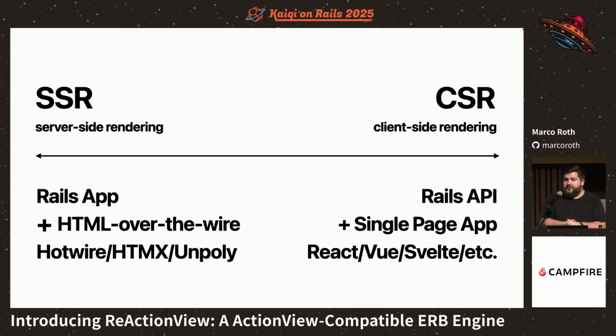Traditionally, in server-side rendering on the left side, we have a Rails app with HTML over the wire and some kind of JavaScript framework. And on the other side, we have client-side rendering with a Rails API and some traditional single-page application with React, Vue and so on. But these are two extremes. There's nothing in the middle that really bridges that. There is Inertia.js, which is getting close, but it's still pretty much opt-in and super specific.